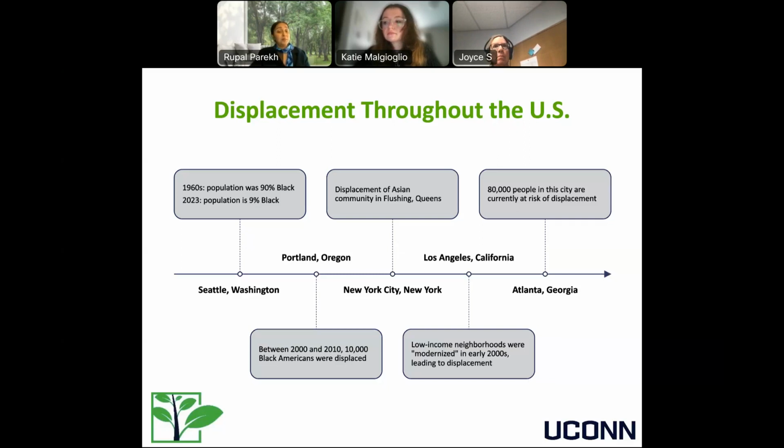Los Angeles, California, as you can imagine, is a huge example of a gentrified city, leading to displaced residents. In the early 2000s, a lot of low-income neighborhoods were modernized or revitalized, which attracted young, higher income renters to move in and force the existing residents out. These residents have to move to neighborhoods that are even lower income, and that results in really dense, concentrated poverty, which we'll talk more about on the next slides. Finally, in Atlanta, Georgia, 80,000 people in the city are currently at risk of displacement and facing housing insecurity.